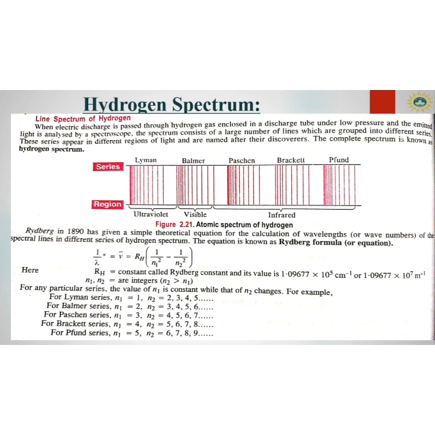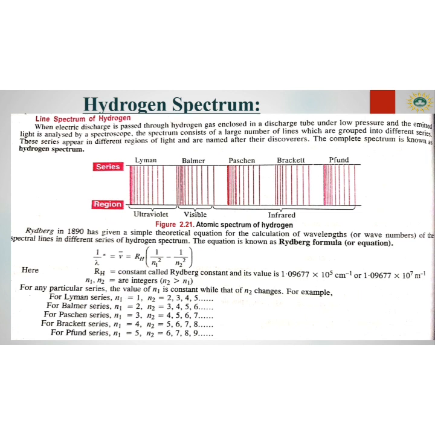Now in this chapter we have to study only about the line spectrum of hydrogen. Now when electric discharge passes through hydrogen gas enclosed in a discharge tube under low pressure and the emitted light is analyzed by spectroscope, the spectrum consists of a large number of lines. মানে আমরা এখানে হাইড্রোজেনের ক্ষেত্রে large number of lines পাবো which are grouped into different series.